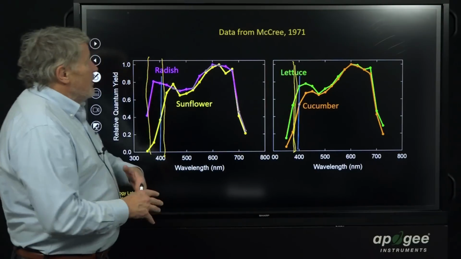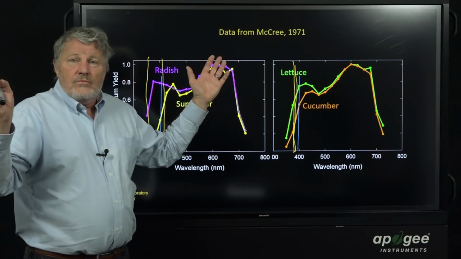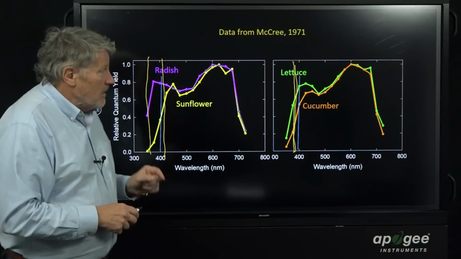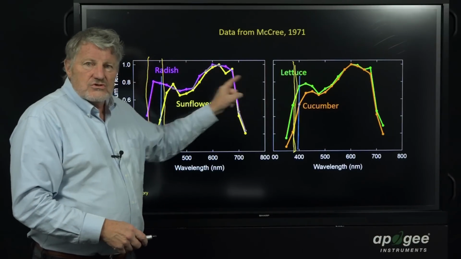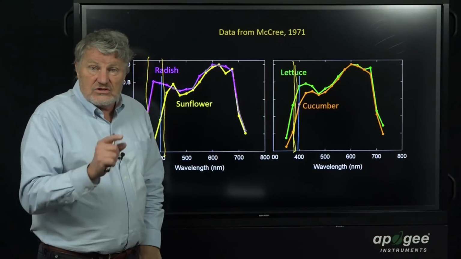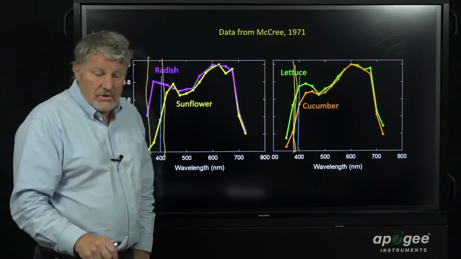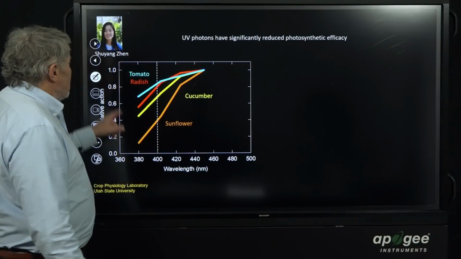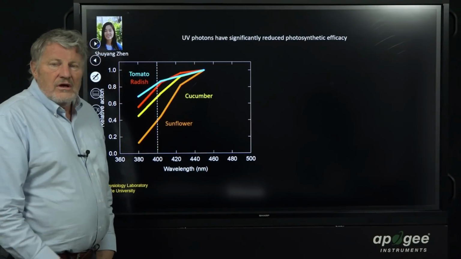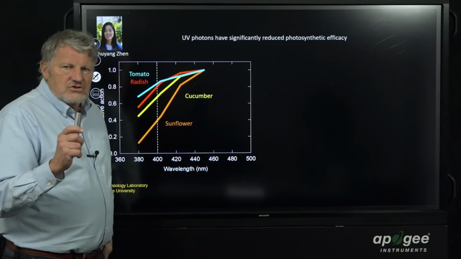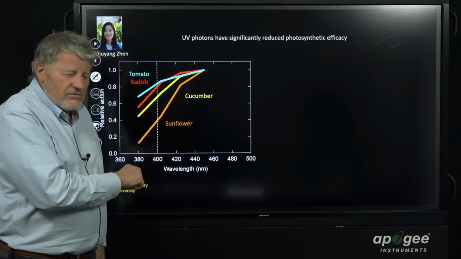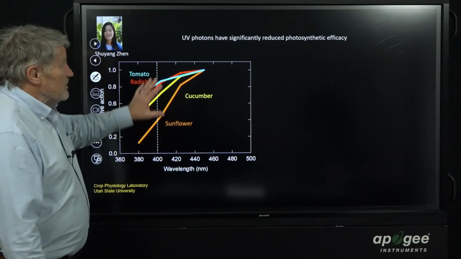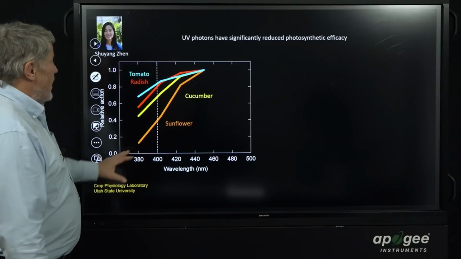Now fast forward 50 years to where we are today with state-of-the-art LEDs. So we set out in my laboratory to see if we could reproduce these curves using those violet LEDs that I showed you, with state-of-the-art gas exchange equipment. And here's what we found. This was done by Shuyang Zhen, a very talented young scientist. She got her PhD and was a postdoc with me. She's now an assistant professor at Texas A&M University. These are her data in my lab.